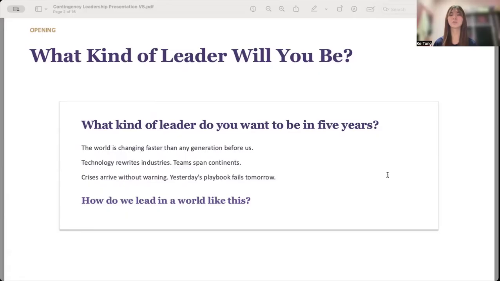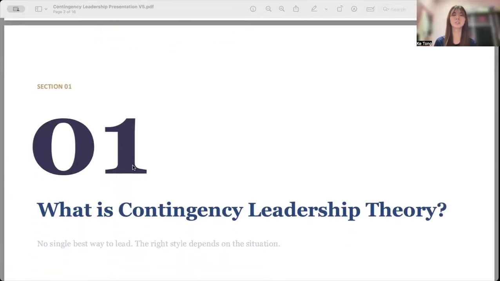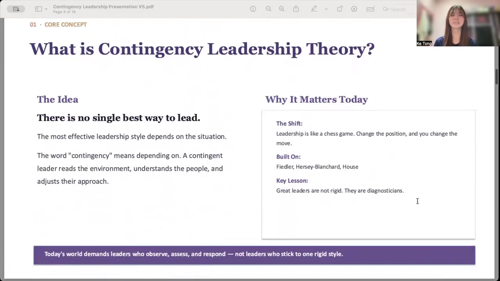Today, I'm going to show you the answer lies in contingency leadership theory, and more importantly, how we can apply it as 21st century leaders. So first, what is contingency leadership theory? This theory says that there is no single best way to lead. The most effective leadership style depends on the situation, and the word contingency means depending on.